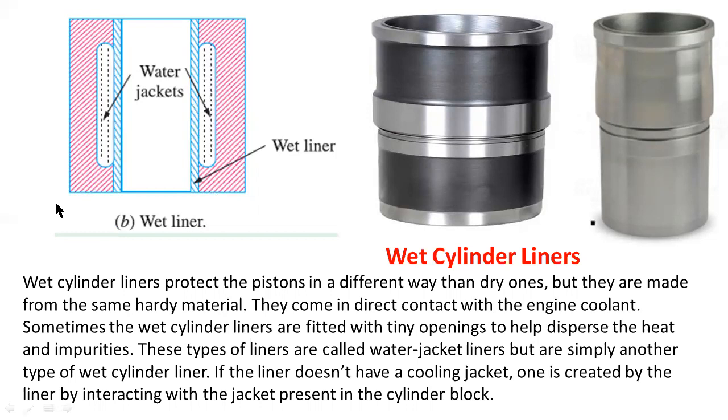Sometimes the wet cylinder liners are fitted with tiny openings, to help disperse the heat and impurities. These types of liners are called water jacket liners, but are simply another type of wet liners. If the liner doesn't have a cooling jacket, one is created by the liner interacting with the jacket present in the cylinder block.